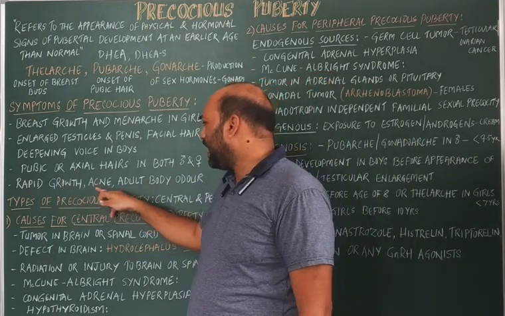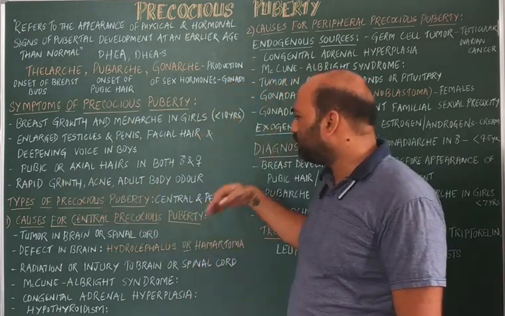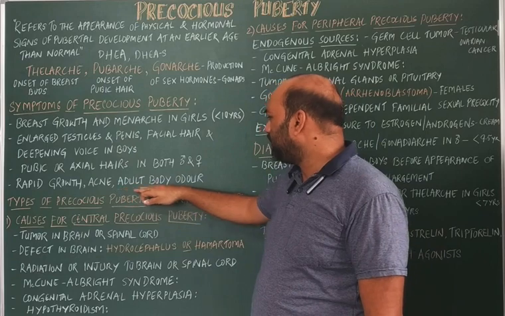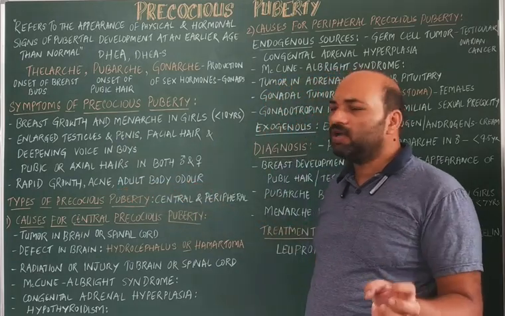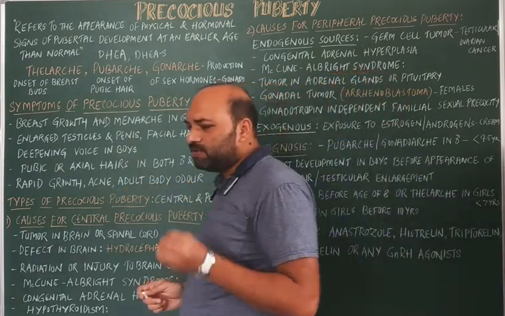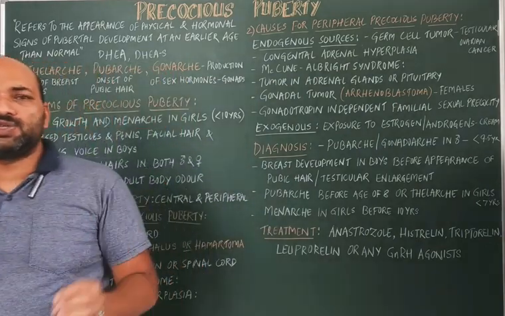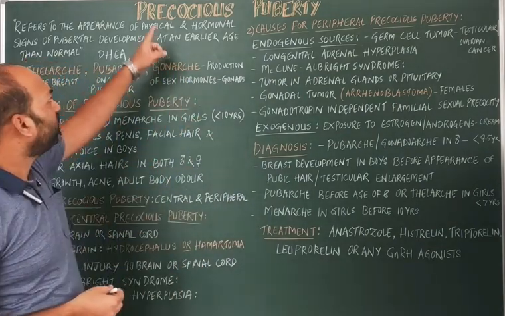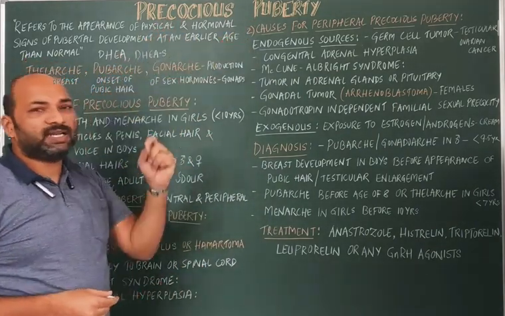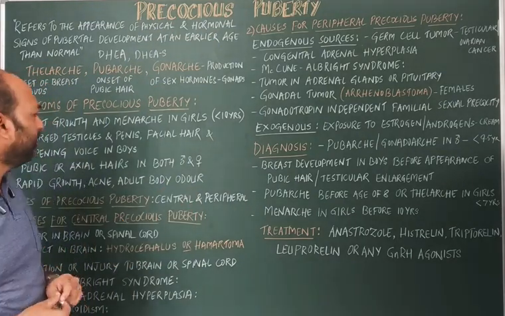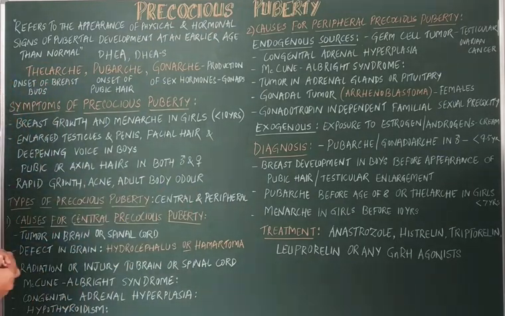Rapid growth, acne, that is pimples growing on the face, and adult body odor. So all these are the symptoms shown by individuals in precocious puberty, less than the age of 10. Right? So these are the symptoms.